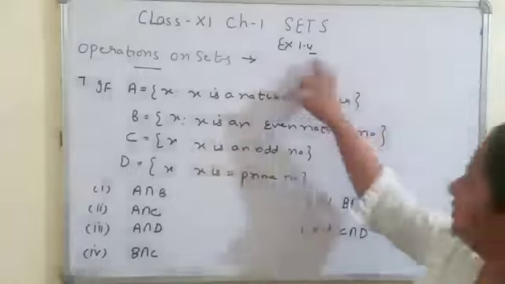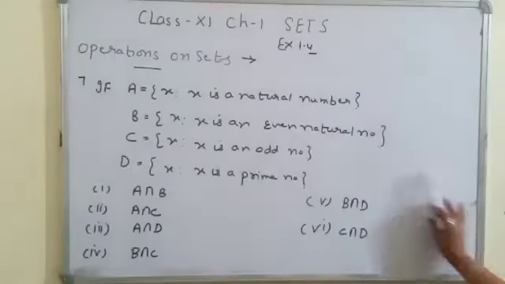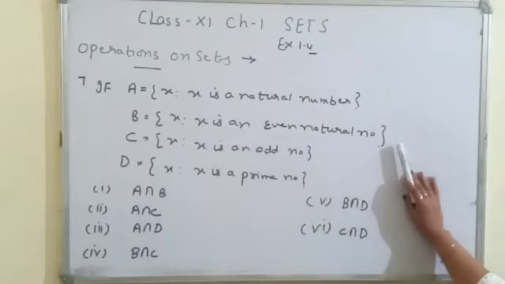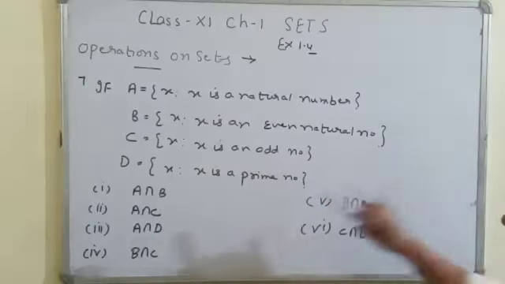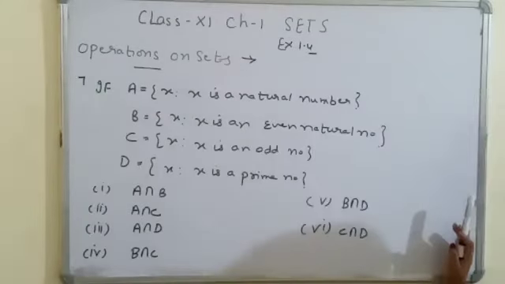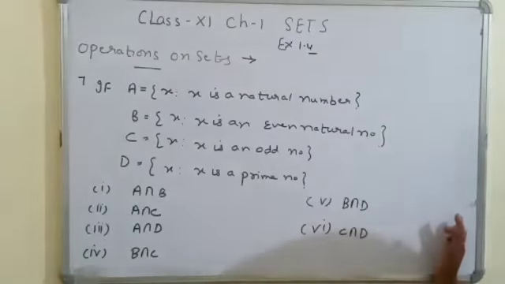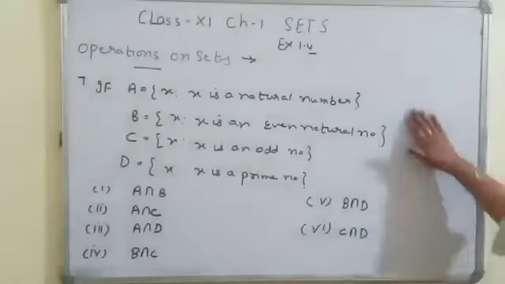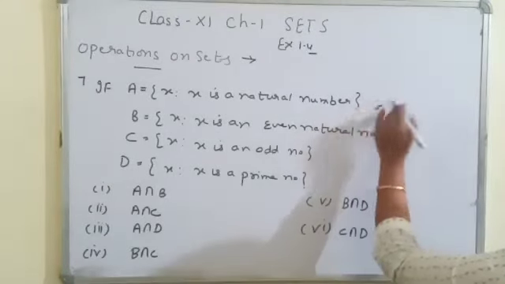Now question 7 of exercise 1.4. Let's read the statement. If A is the set of x where x is a natural number, set B is x is an even natural number, set C is x is an odd number and set D is x is a prime number. Before starting this question you should know what natural numbers, even numbers and prime numbers are; you have already done these in junior classes up to class 5.